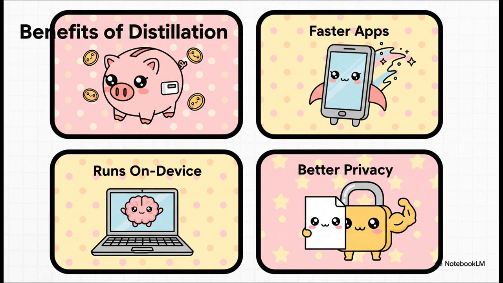First off, costs go way down because you don't need a data center's worth of hardware. That means apps can be faster, way more responsive. It also means powerful AI can finally run on your phone or laptop, not in the cloud. And when it runs on your device, your data stays on your device. That is a massive win for privacy. It's a chain reaction. Smaller means cheaper, faster, and more private AI for all of us.